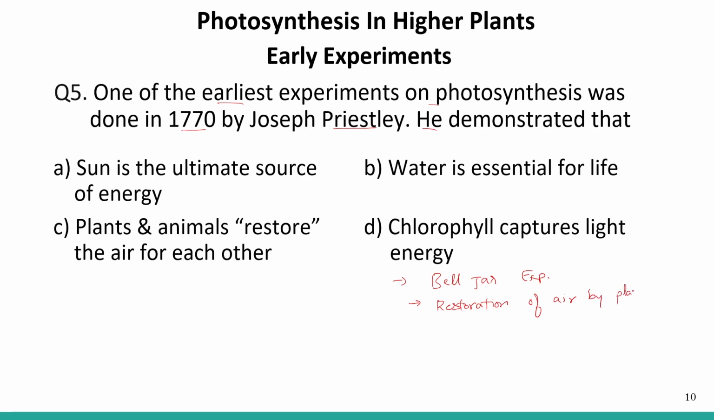So what he did in the bell jar experiment, he kept a mouse and a burning candle in a bell jar. That's why it is known as the bell jar experiment. This was the first setup. Then what happened after some time? The mouse died and the candle exhausted. So this was the first setup.